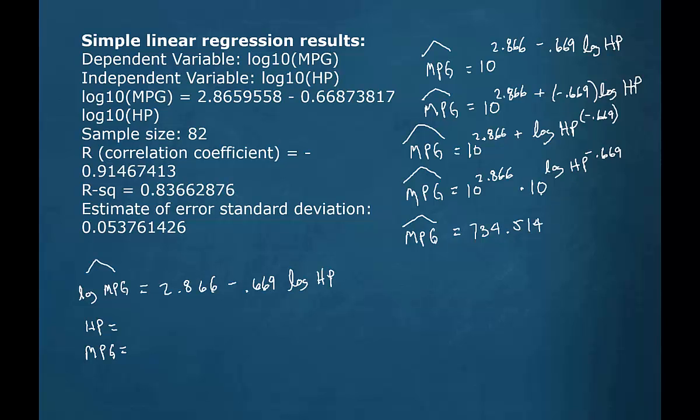And then we think about, well, 10 raised to the log base 10 of this quantity is really just this quantity. So then we'll just multiply this by the horsepower rating raised to the minus 0.669. So here's our relationship then. I can plug in a value for horsepower and get back a value for miles per gallon.